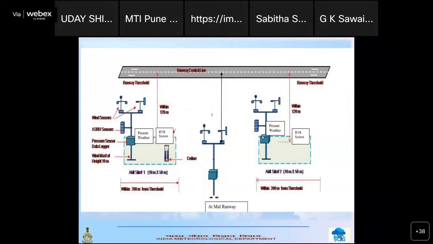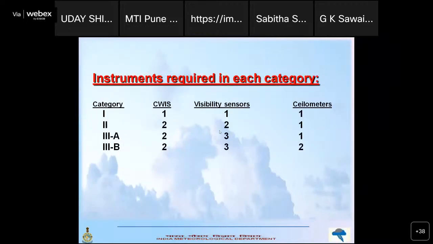The enclosure box accommodates the pressure sensor and our digitizer, which logs the data from all the sensors. Also, there are communication systems, batteries and solar panels. In case of AC mains failure, it will work on the battery. So these are basically the runway instruments.